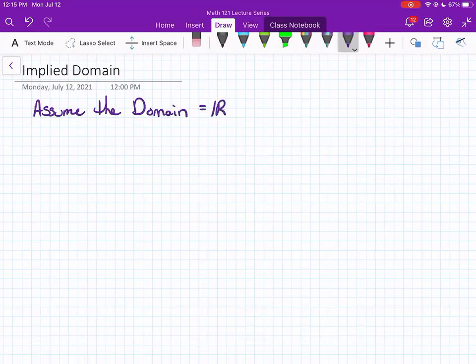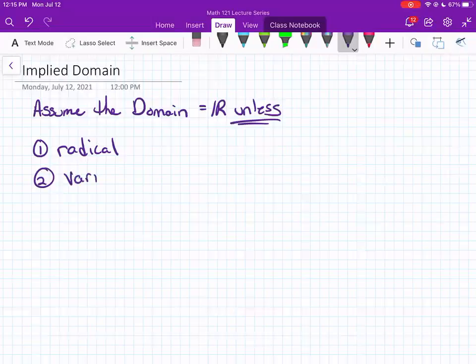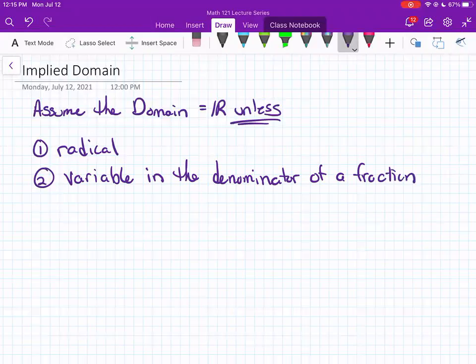Generally speaking, I always encourage my students to assume the domain is all reals unless these two things occur. If there's a radical present, or if there is a variable in the denominator of a fraction. We're going to look at an example of each of those. So again, when given an equation, assume the domain is all reals unless one of these two things occurs.